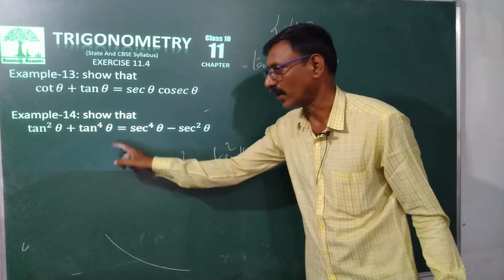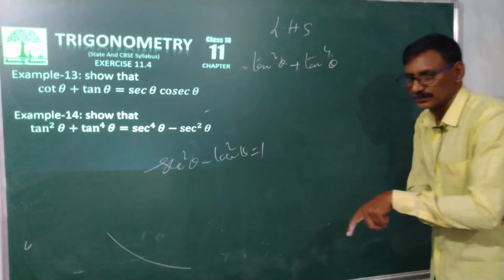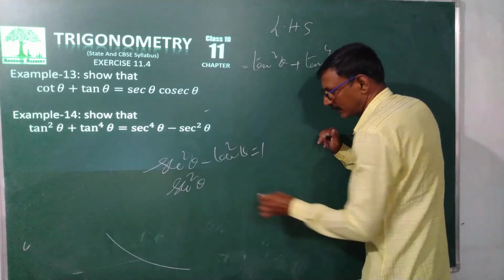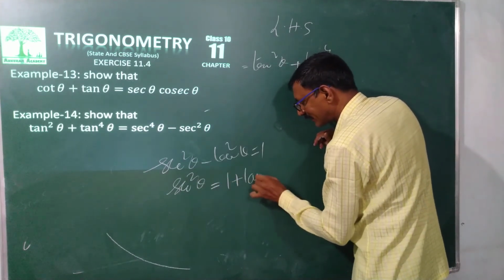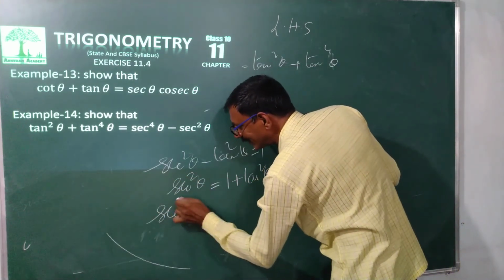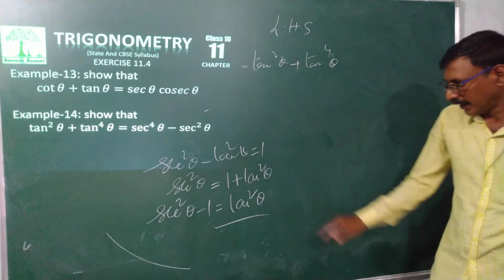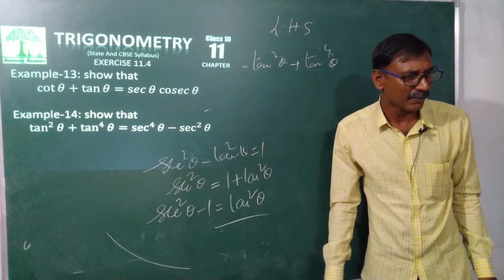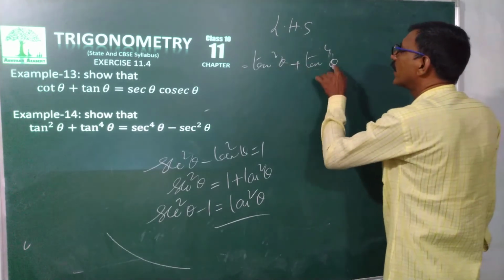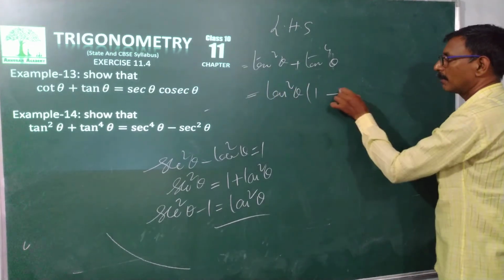Prove this one. Now, I would like to write it. See, secant square theta is equals to 1 plus tan square theta. But I have no need of this one. I'll send it that side. Secant square theta minus 1 is equals to tan square theta. If I have tan square theta, I can write secant square theta minus 1. It is taken from a basic identity. Here and here I have tan square theta. The tan square theta goes out.